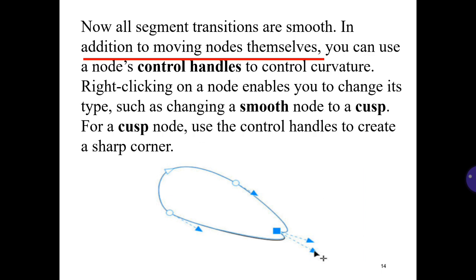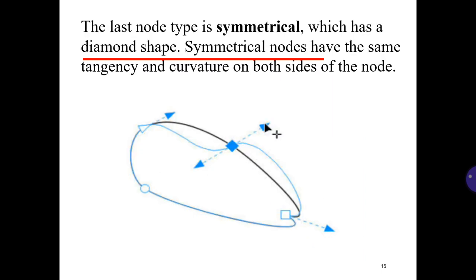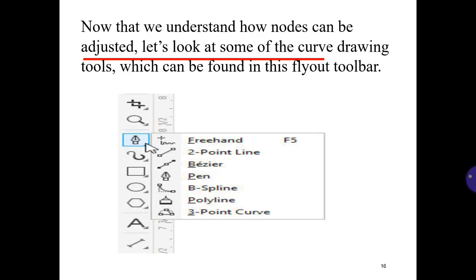In addition to moving nodes themselves, you can use a node's control handles to control curvature. Right-clicking on a node enables you to change its type, such as changing a smooth node to cusp. For a cusp node, use the control handles to create a sharp corner. The last node type is symmetrical, which has a diamond shape. Symmetrical nodes have the same tangency and curvature on both sides of the node.